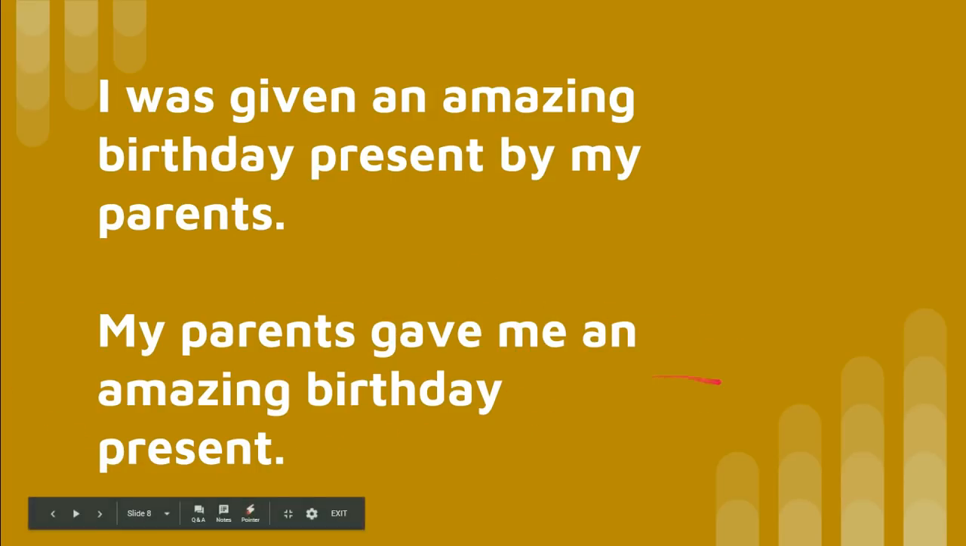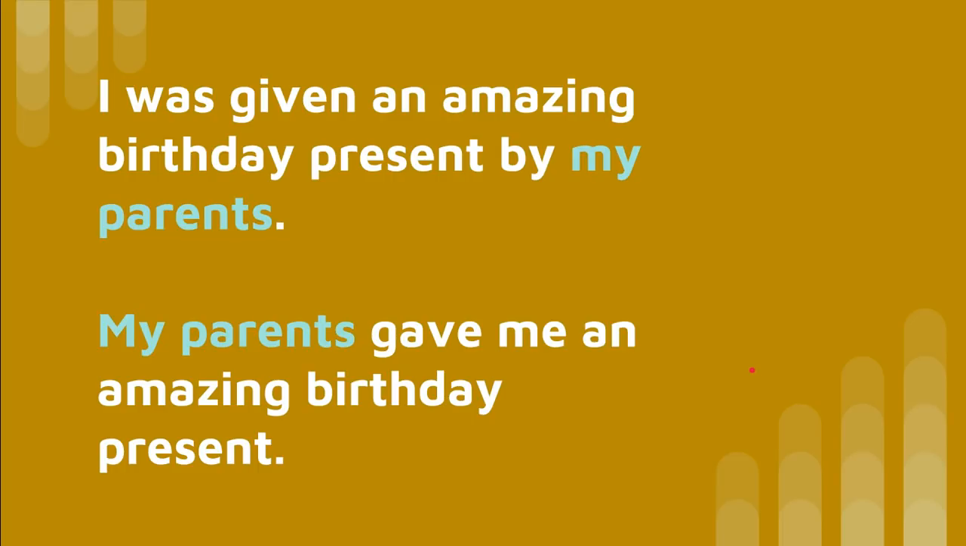So this has all the same elements. Again, my parents are still doing the action. They're still doing the giving. And they're still doing the same action. They're still giving. But it changes from was given to gave because it's in the past tense. Because was given happened in the past, gave happened in the past. They're still doing it to the same person, but we had to change it from I to me because it moved from the subject to the predicate. And then the birthday present, they're still doing the same.